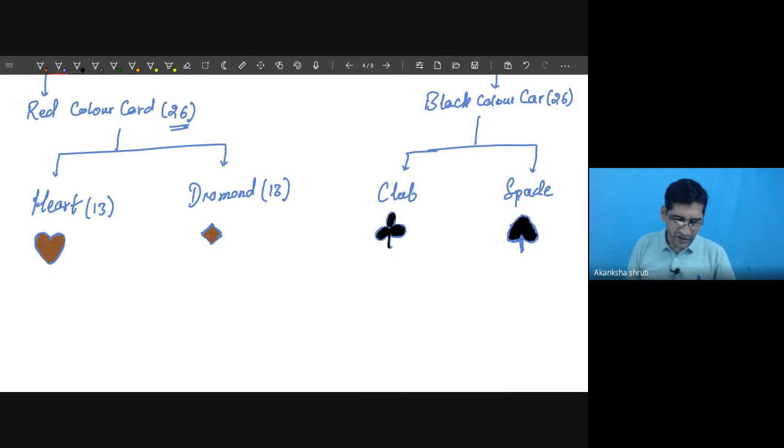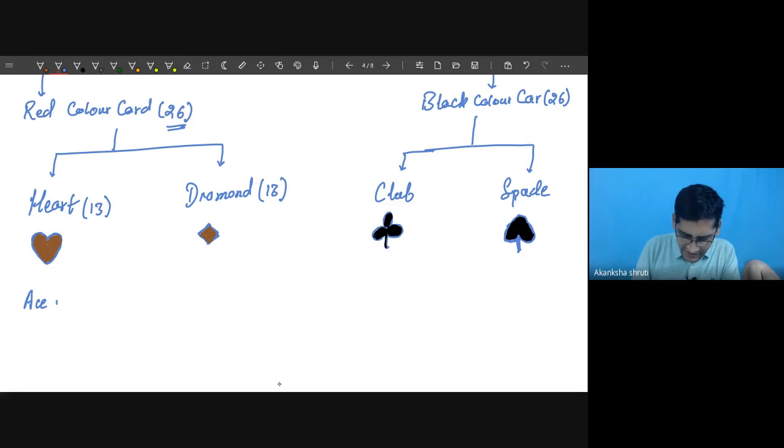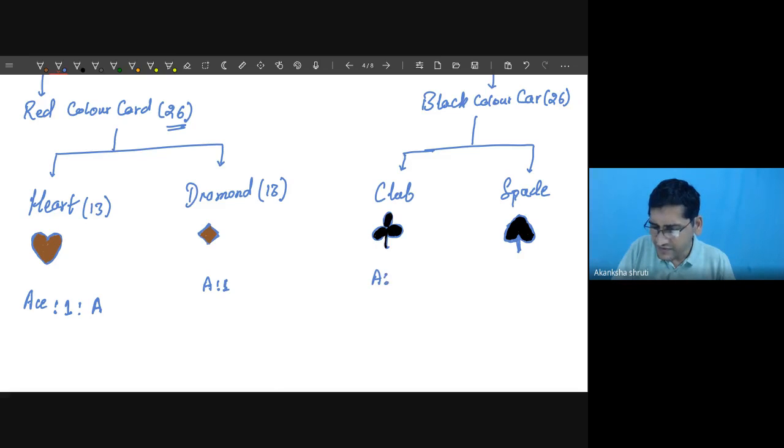Now in these 13 cards, the highest, most powerful, or maximum worth card is called ace. This ace is always numbered as 1. It is commonly written as A also. So for each group there will be an ace: ace of diamond, ace of heart, ace of club, ace of spade. Here it has maximum worth.